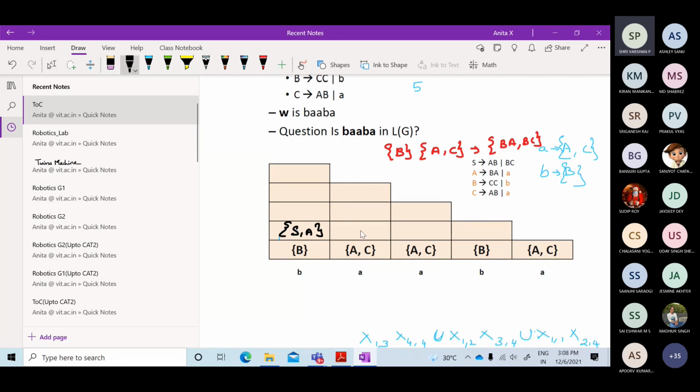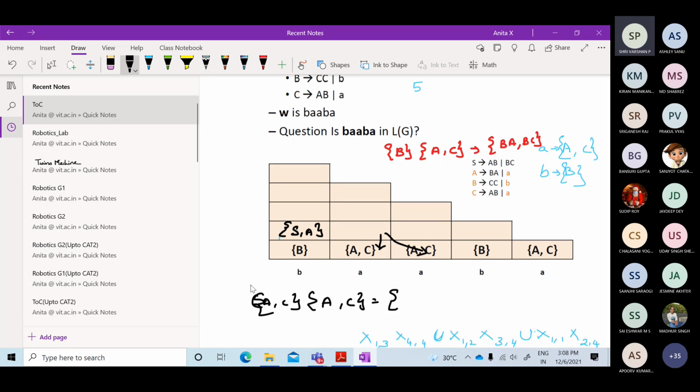Now I have to proceed with filling this slot. If I want to fill this, then it is going to be dependent upon this one, and it is going to be dependent upon this one. So what should I do? A, C, cross product, A, C. So what will I be getting now? What about the productions? If I deal with this, what will be the productions?